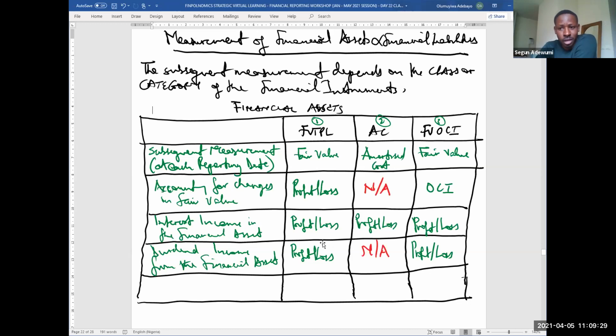Okay, I think it's not applicable because amortized costs are majorly liabilities, and it has to do with interest. No, I don't think you're right. We are dealing with financial assets here, and financial assets can be carried at amortized costs, and they are not liabilities. It's because equity can never come into amortized cost measurement because amortized costs only accommodate debt securities.